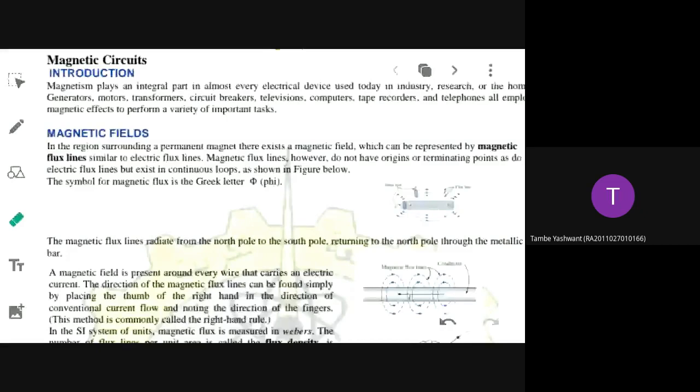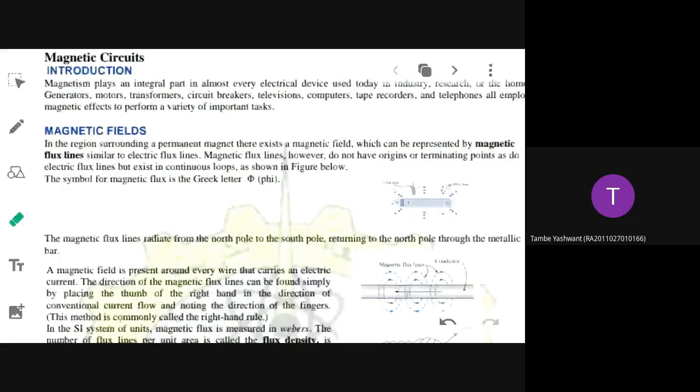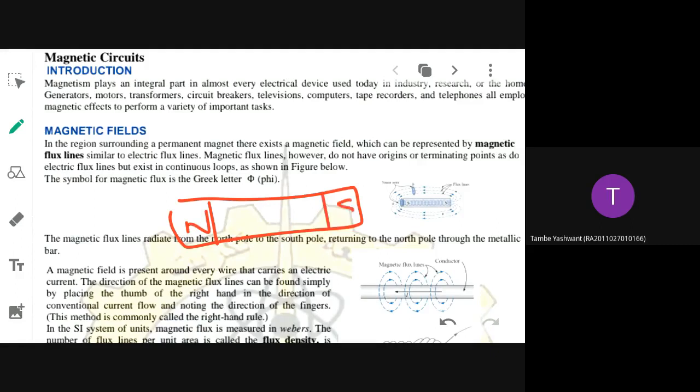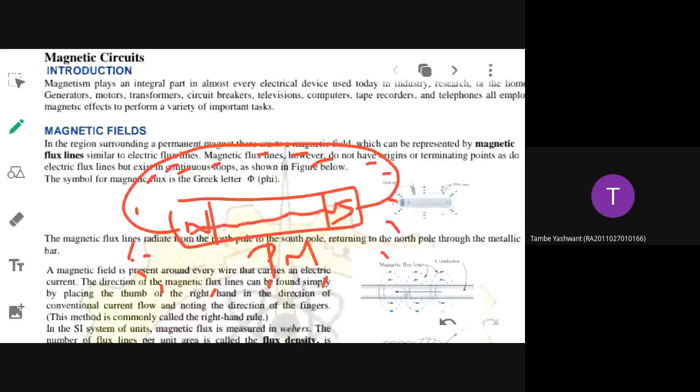Now, what is a magnetic field? That is your next question. How is a magnetic field generated? Suppose you keep a magnetic material with a north pole and a south pole; this is a permanent magnet. In the region surrounding this permanent magnet, some flux lines run. They originate from the north pole, terminate at the south pole, and loop like this.